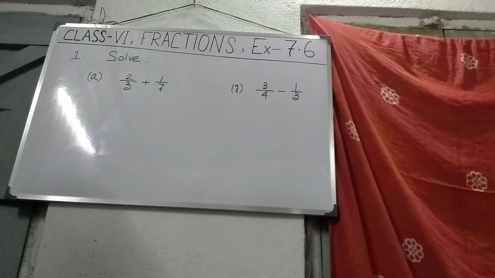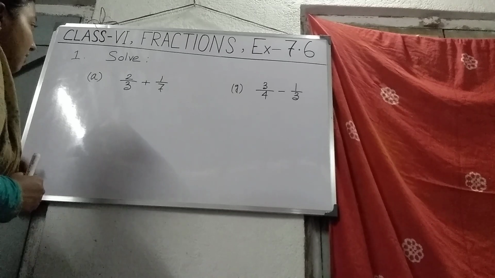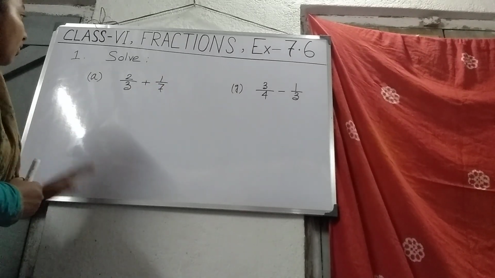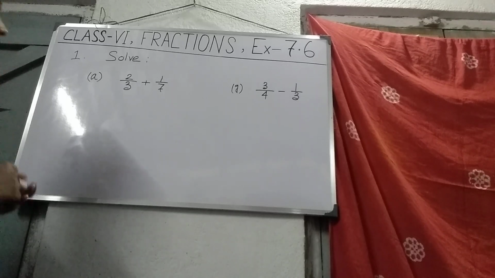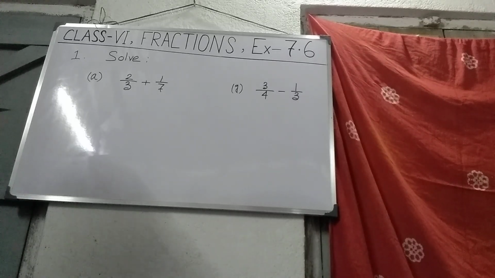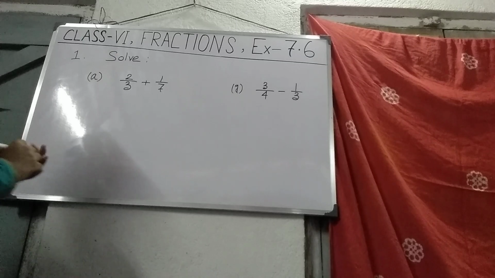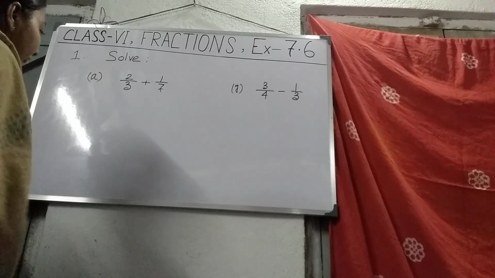So let's start from exercise 7.6 and the first sum is given, solve, and the fractions are given 2 upon 3 plus 1 upon 7. Okay? So as I have already told in my last class that if you are having different denominator, we will use the different method. So which method will you have to apply here?